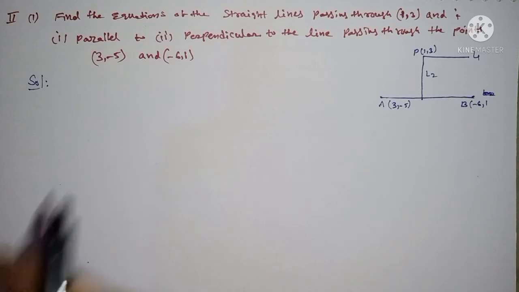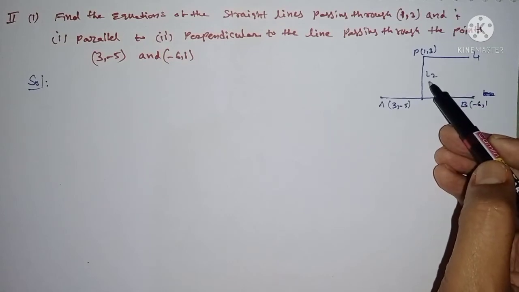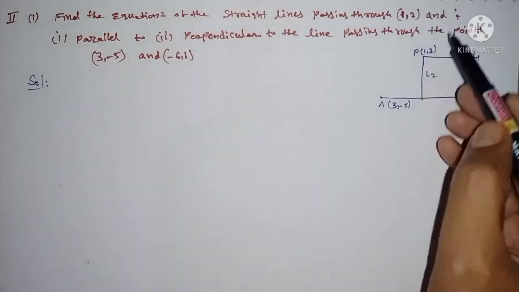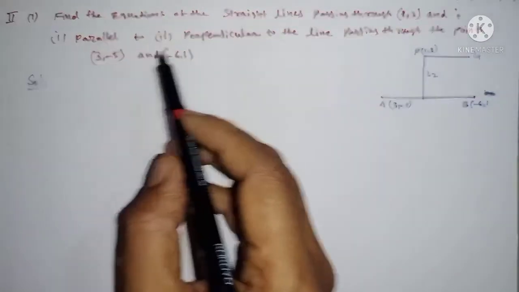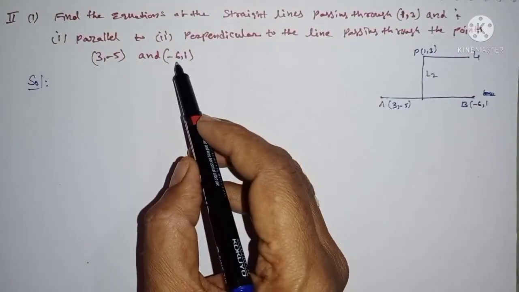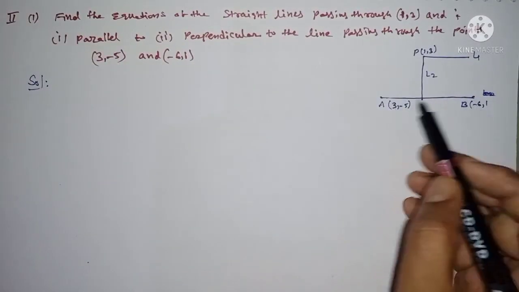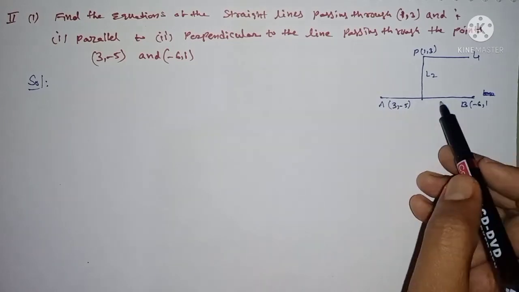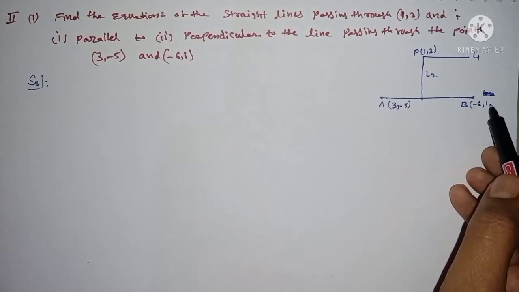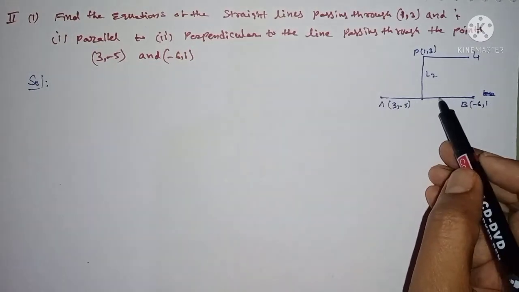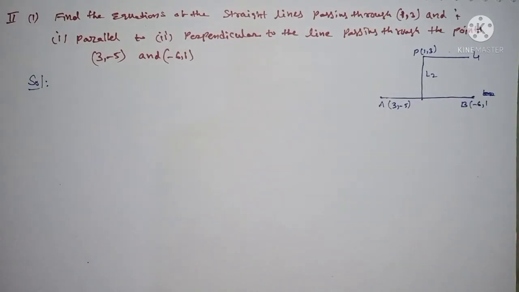What is being asked here? Find the equations of the straight lines, that is L1 and L2. What is the condition given? It is passing through the point 1 comma 3, and the other line passes through the points 3 comma minus 5 and minus 6 comma 1. Therefore, A is 3 comma minus 5, B is minus 6 comma 1. This line is parallel to and perpendicular to it. You can find these as L1 and L2.